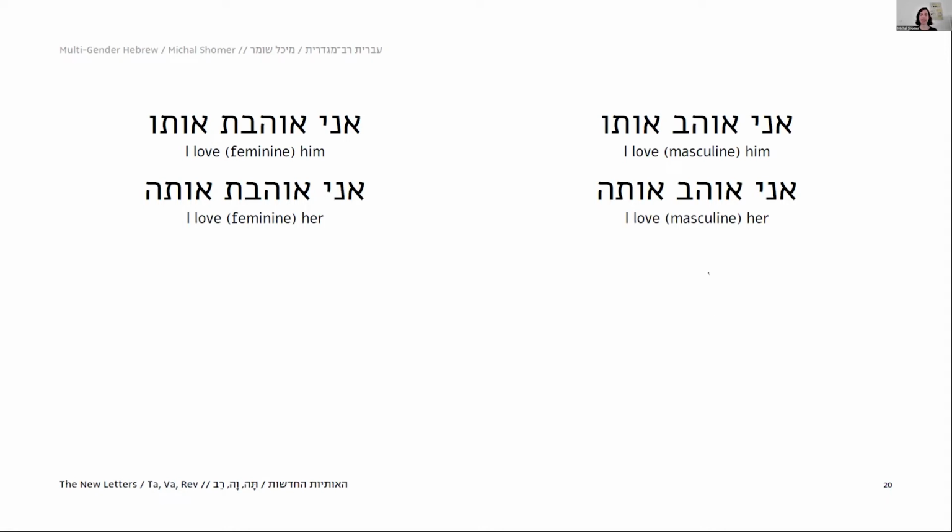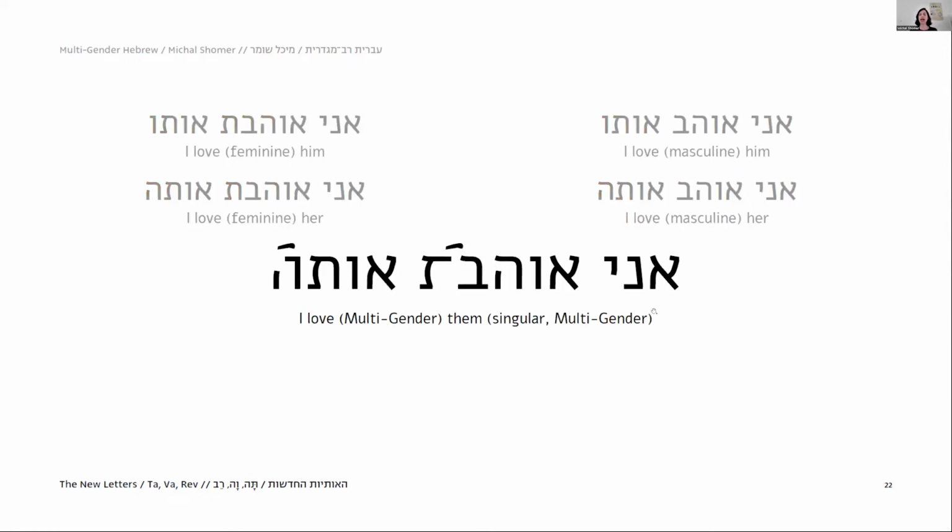We have the sentence "I love him" or "I love her." In Hebrew, you'd have four different options, because the word love can be either feminine or masculine. Here again, you can see the differences highlighted in red. And this is how it looks in multi-gender Hebrew. So we have the new letter Ta, the new letter Va, and on top of the letters, the nikud sign Rev. In addition to the letters, I also designed one nikud sign.